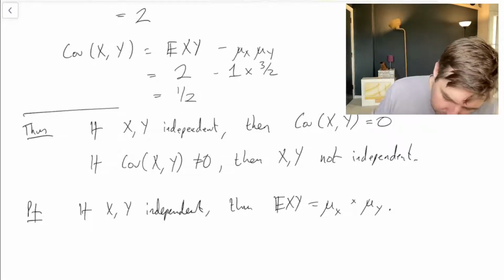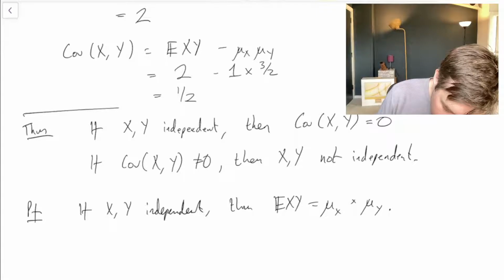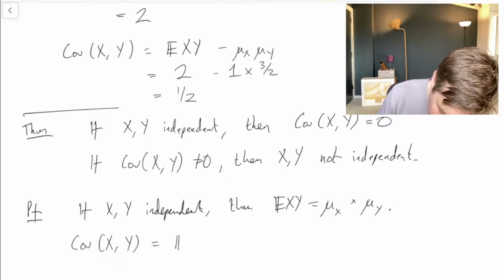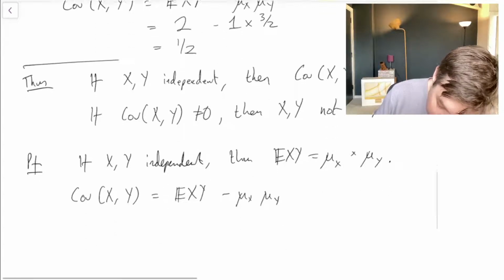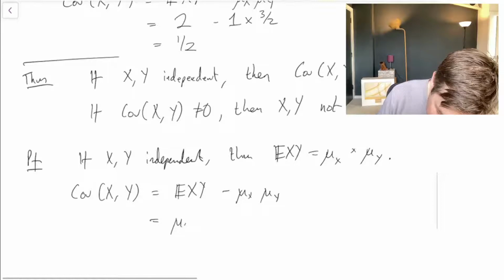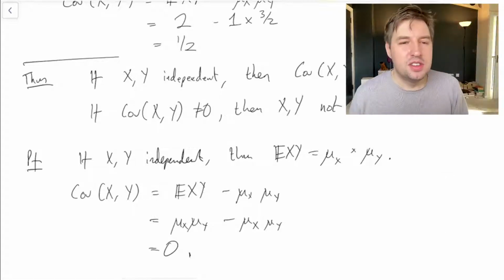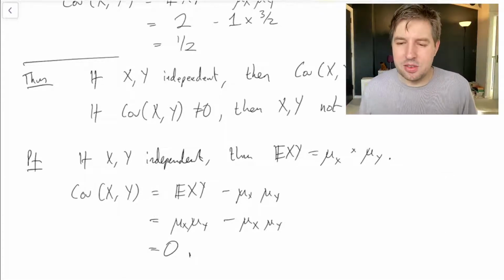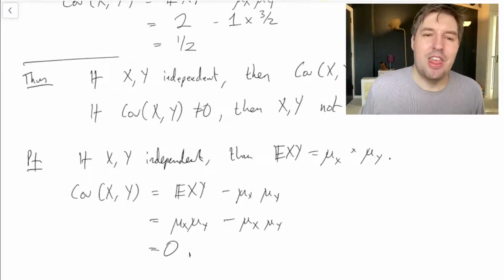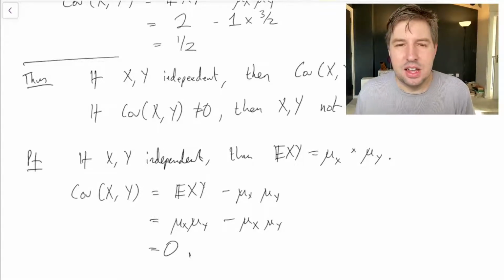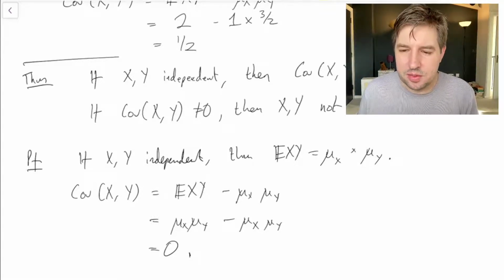So if that's true, then using the computational formula, we have the covariance of xy is the expected value of xy minus mu x mu y, but the expected value of xy is mu x mu y, so we've got mu x mu y minus mu x mu y, and that of course is 0. So that's why it's the case that if x and y are independent, then the covariance is 0.